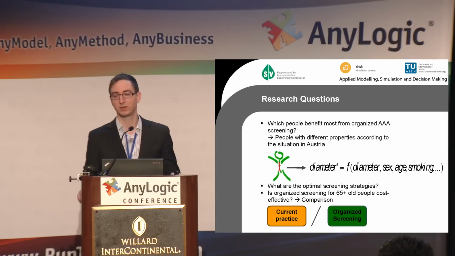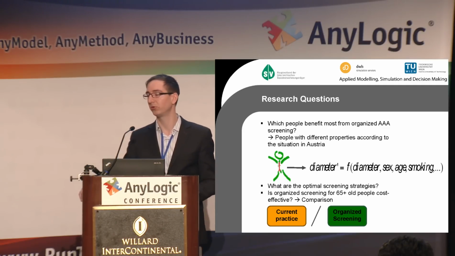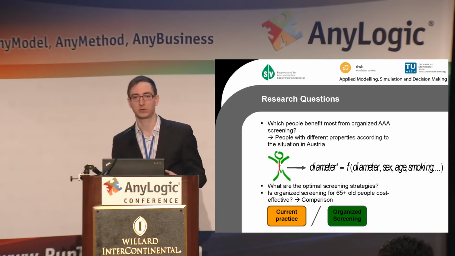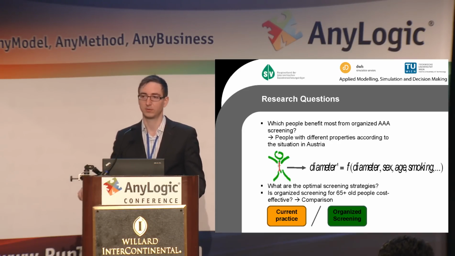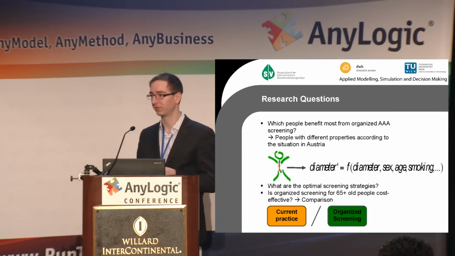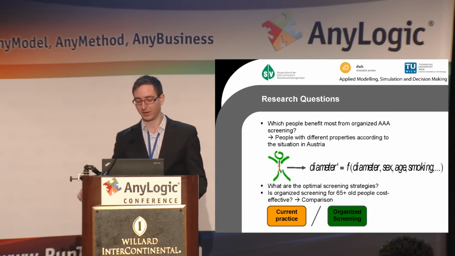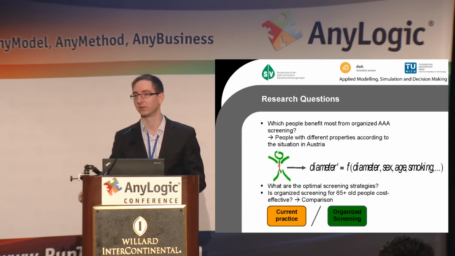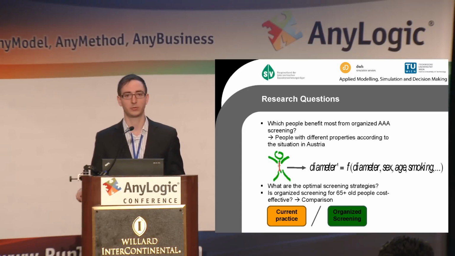That's why we chose an agent-based approach in AnyLogic, where each person has their own aorta, which grows. The growth is modeled by a differential equation, in this case using system dynamics, where the diameter growth is dependent on age, sex, changing smoking habits, past diseases, and also the natural history of the AAA.